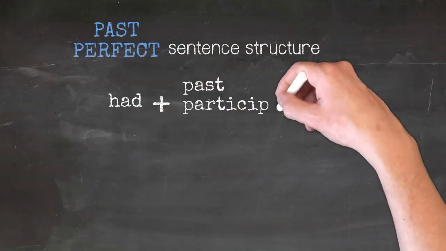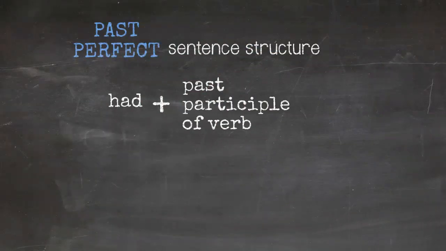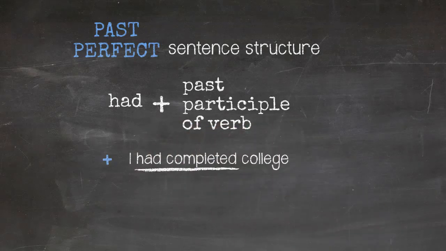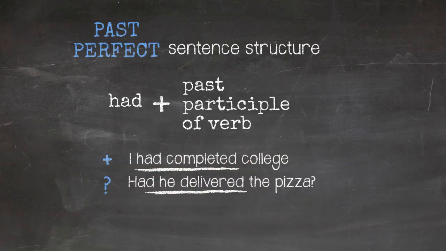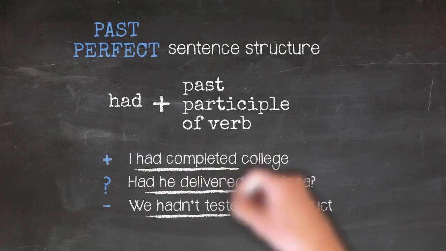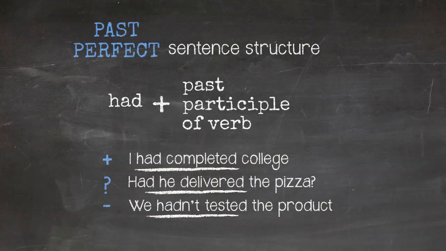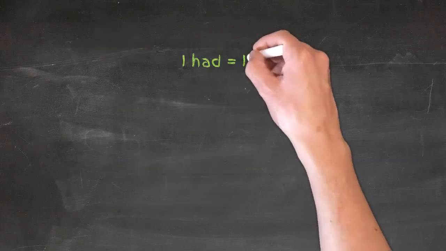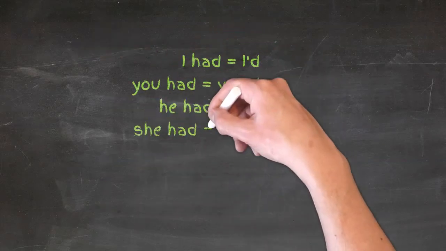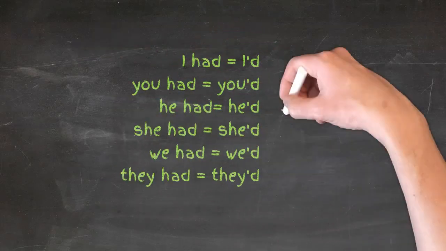Here is the sentence structure. We use had and the past participle of the verb. And here are some examples. I had completed college. Had he delivered the pizza? We hadn't tested the product. And here are the contractions.